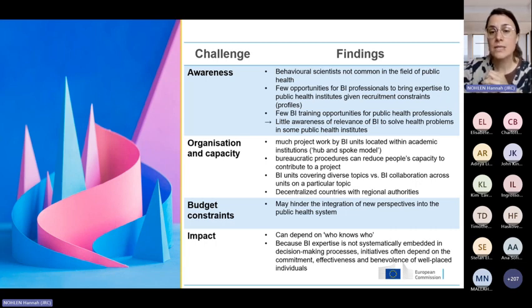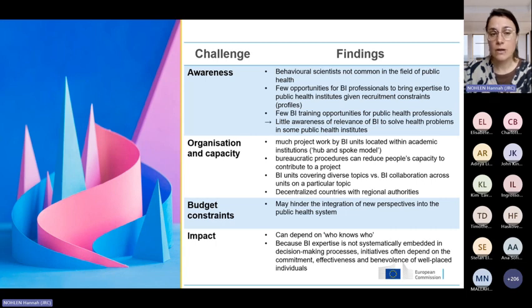What we found was that in general, the key informants in our case studies felt that decision makers' support for behavior science or behavior insights for public health policy making still depends on individual people and is not yet systematically embedded. And we broadly categorized the challenges experienced in the implementation of social and behavioral research findings into awareness, organization and capacity challenges, budget constraints, and then the consequences for the impact.